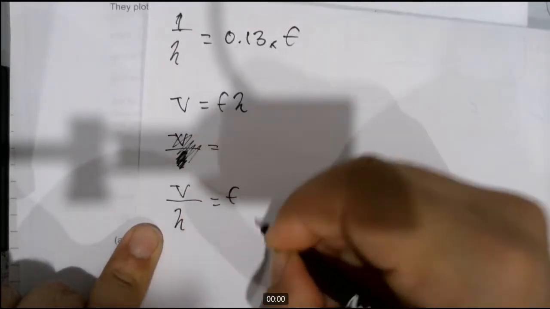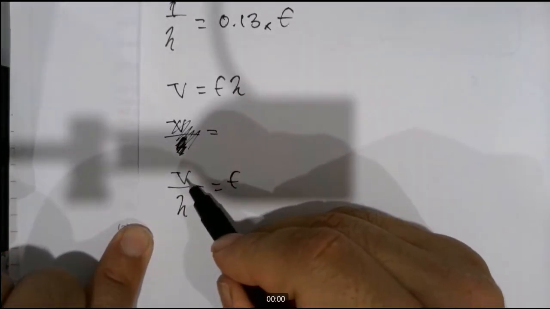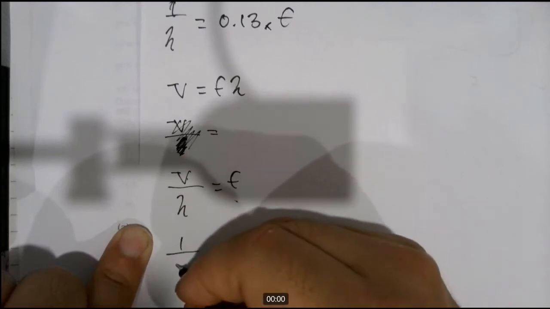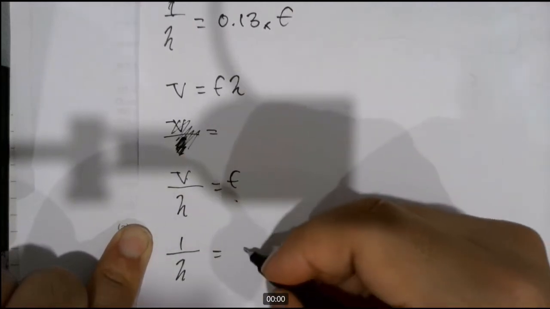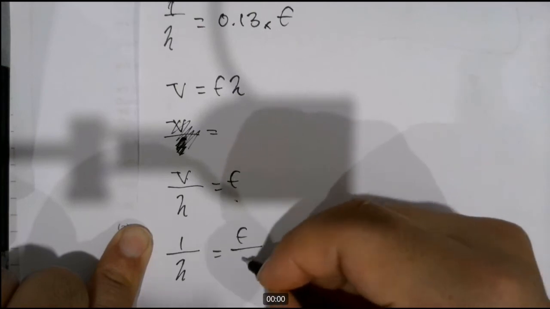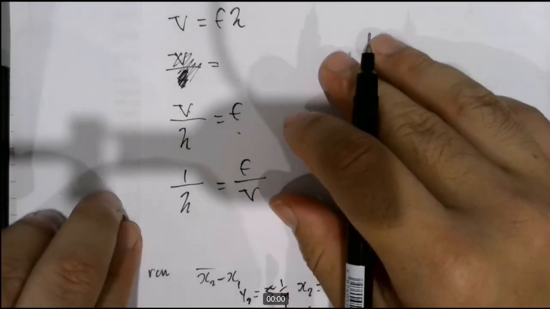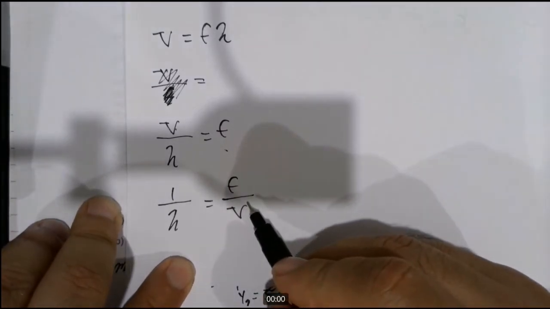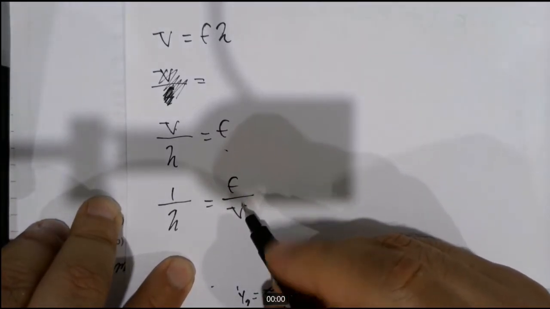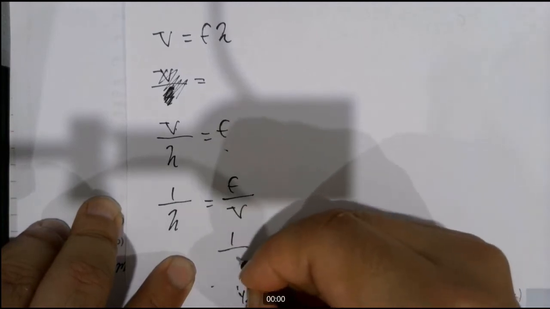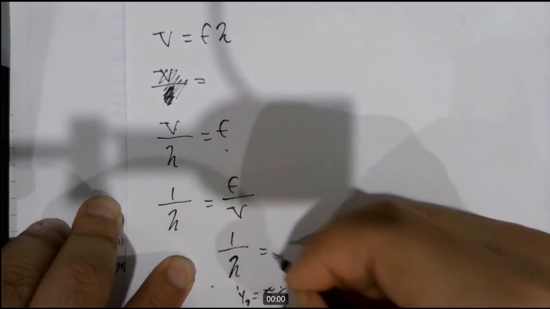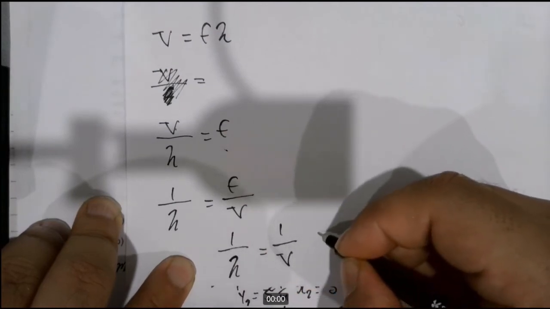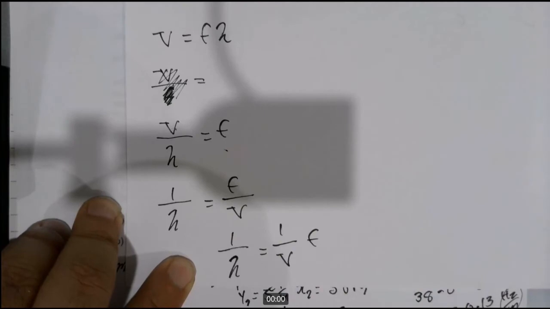We'll leave frequency on this side. We'll move speed to this side. So we're left with 1 over the wavelength is equal to frequency divided by speed. That's a bit weird, right? Now this can also be expressed differently. 1 over wavelength is equal to 1 over speed times frequency, right?